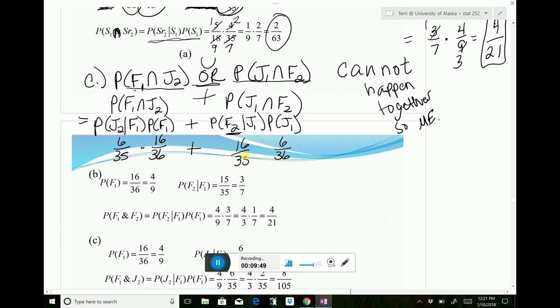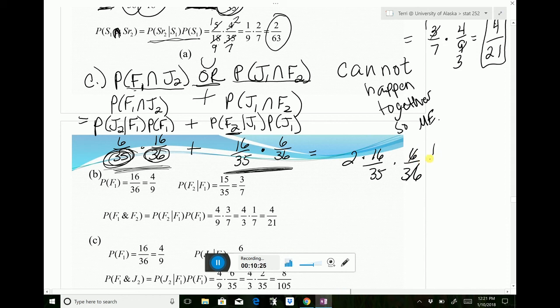Now look at this. This is really interesting. You'll notice something. These two are the same probabilities because we have 6 and 16 at the top. Here we didn't change the tops, but we just come out of 35 now. Isn't that interesting? So even though we're doing this without replacement, this just becomes 2 times 16 over 35 times 6 over 36, because we're adding the same thing to itself.